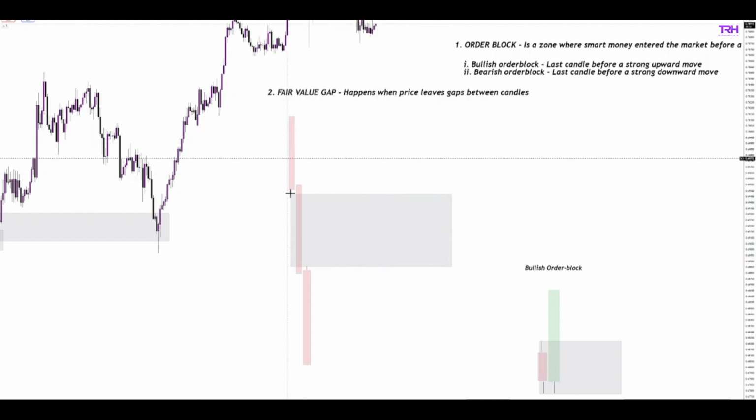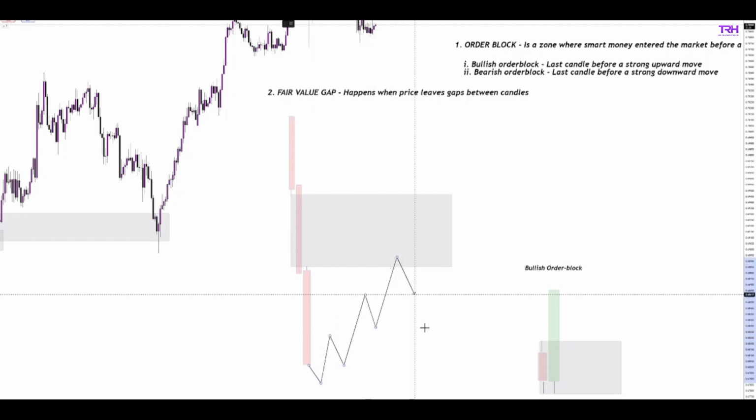Price runs quickly, leaves a fair value gap, comes back to touch it. Price usually comes back to fill these gaps before continuing the trend. Meaning, after leaving this, price could usually just come like this, come like this, tap into this, then continue in its original trend.